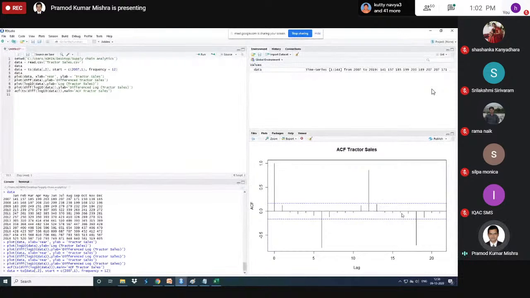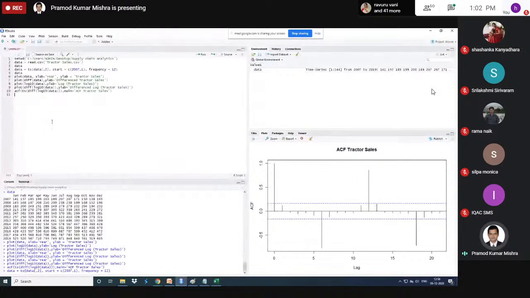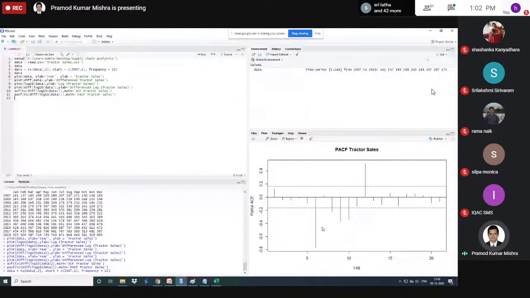Then 12th, 13th, 14th, 15th, 16th are under control. 17th is shooting up the mark. Okay, likewise, you can see. Similarly, another one is the PACF. So this PACF, partial autocorrelation function, that you can see here. So here also the same thing. Here the 6th one is going out of the range.